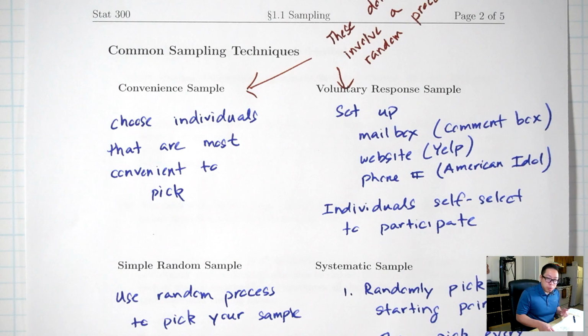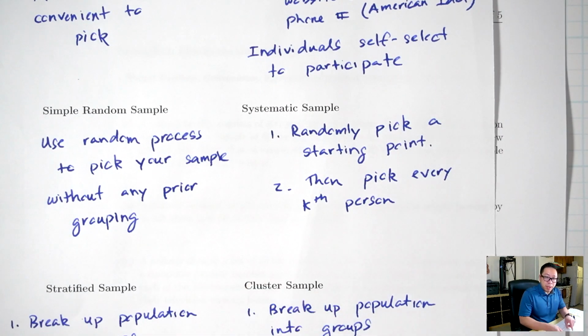So the easiest one to pick out, I think, is going to be systematic. So systematic, if it says every third person, every fifth person, then it's systematic.